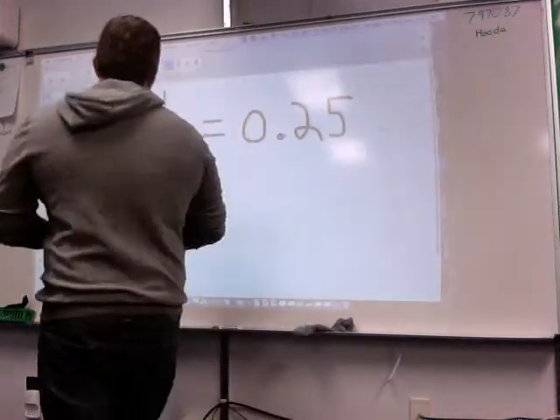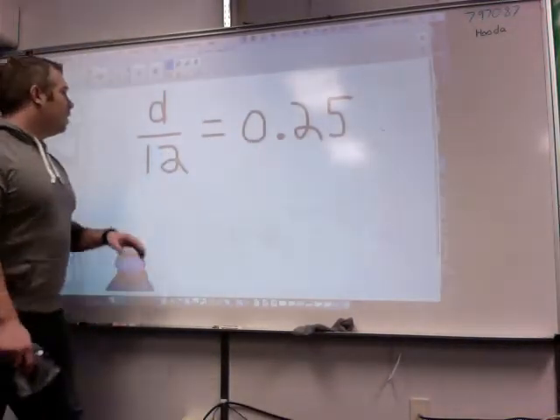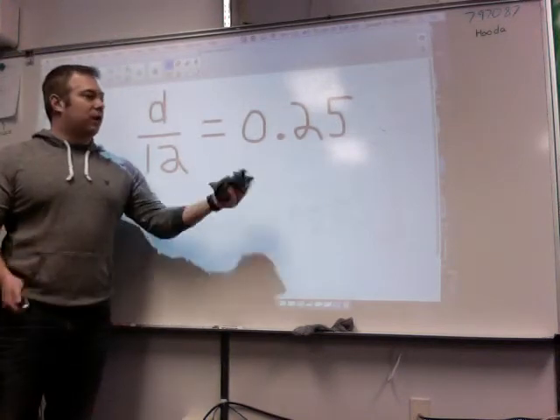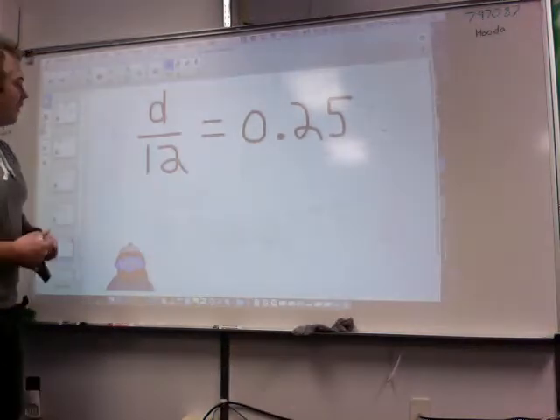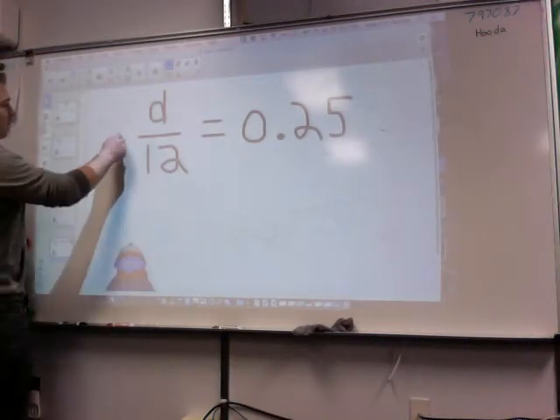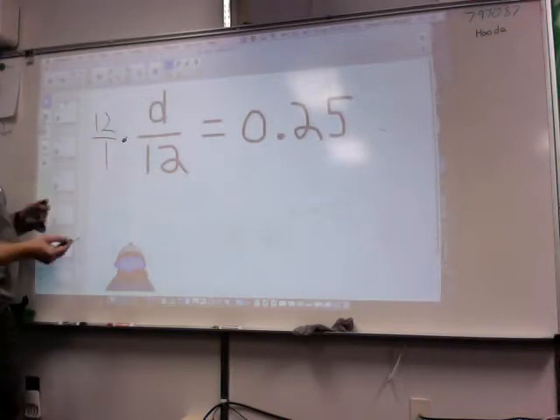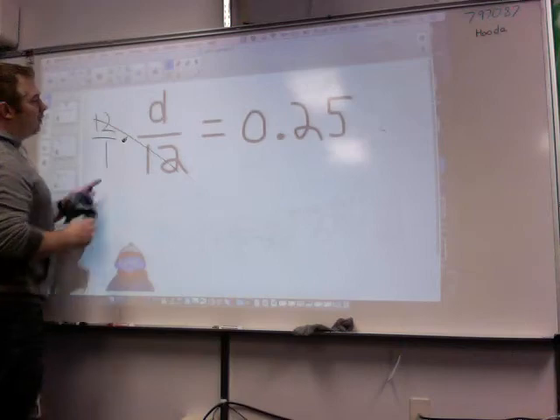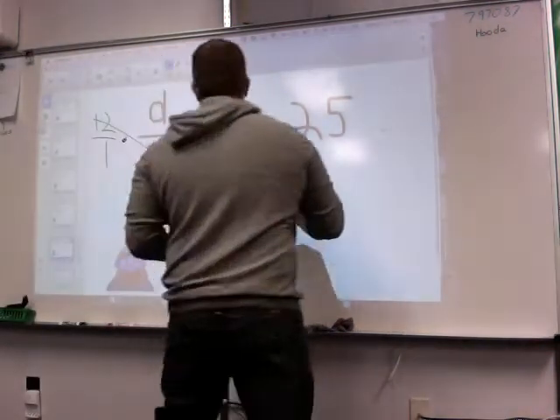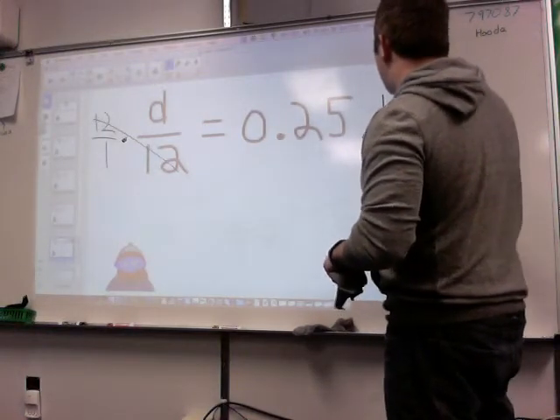All right, this time we have a decimal on the right side. I have d over 12 equals 1/4 basically, or 25/100ths, or 0.25. How do I get rid of this 12 down here? If I'm dividing by 12, I'm basically going to multiply by 12. Things cancel out, and I'm left with d. d equals 0.25 times 12 over 1.